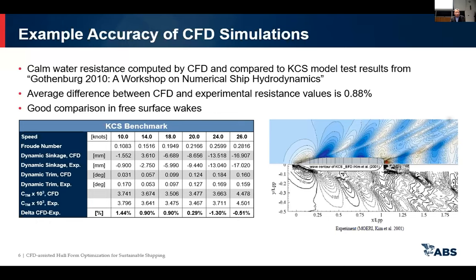So this is a very popular case, and the case is in the public domain. There's a benchmark test and model test. Almost all the model basins out there, I think, including MARIN, did a benchmark test of KCS, I believe. There's a ton of data for this hull, and this is a container ship. And this is a couple of years old, but across the speed range, the difference between CFD and experimental resistance value is only 0.88%, which is very good.